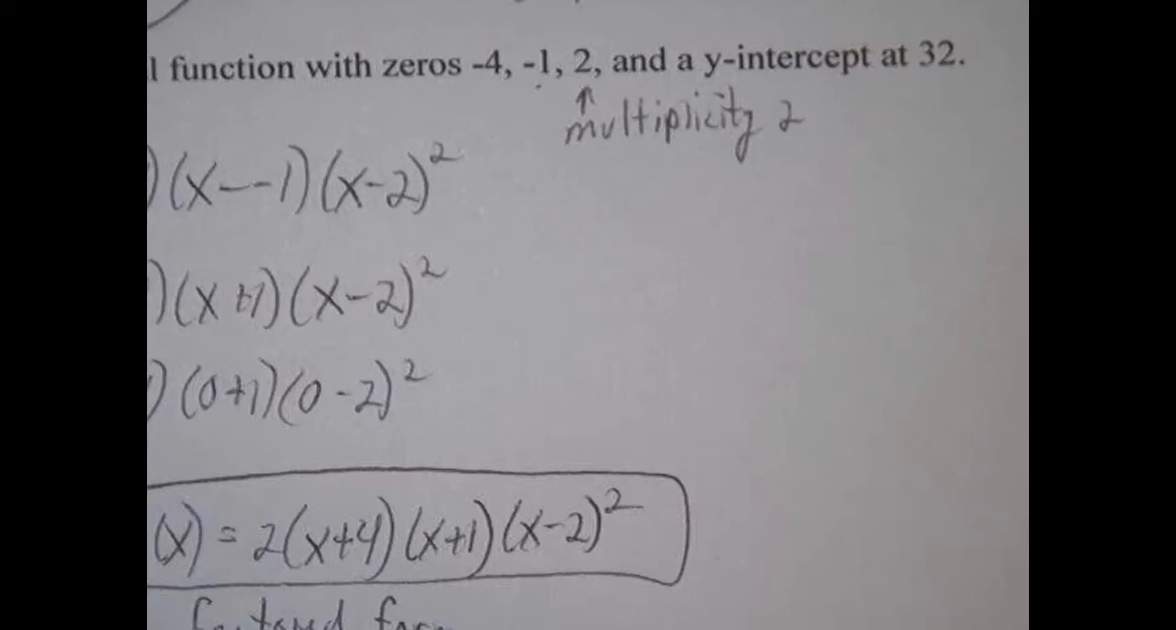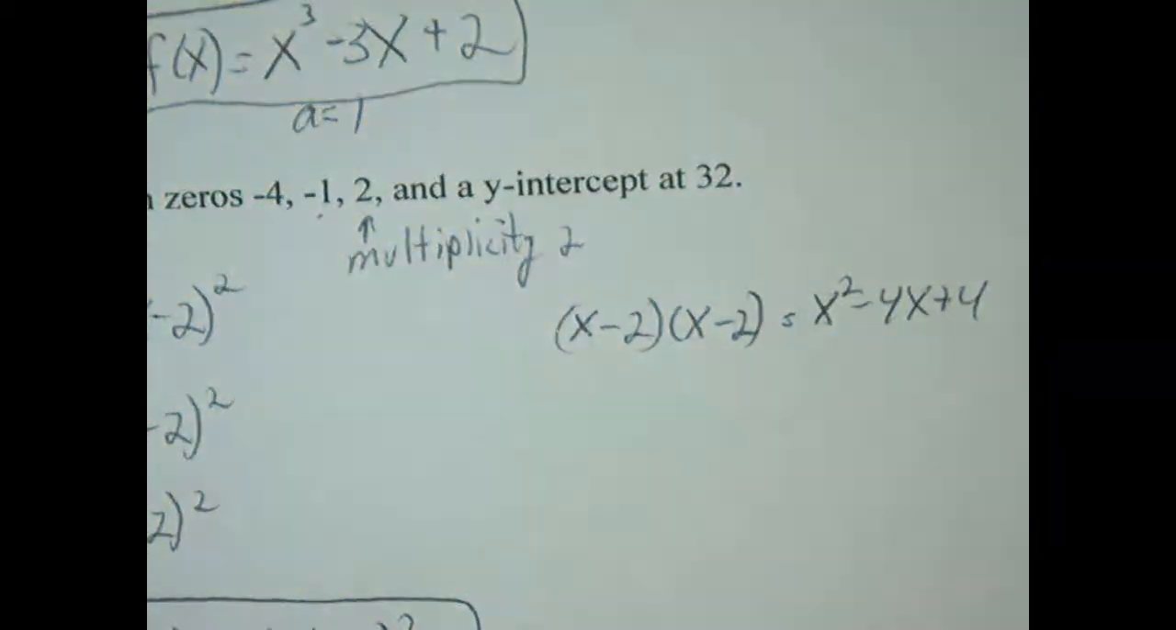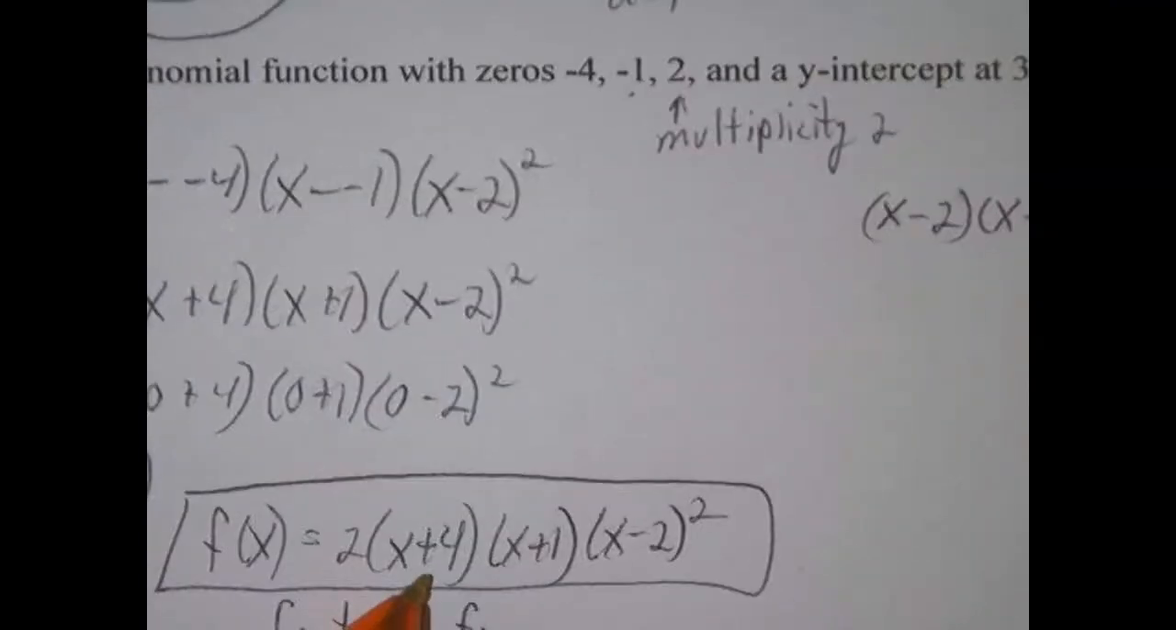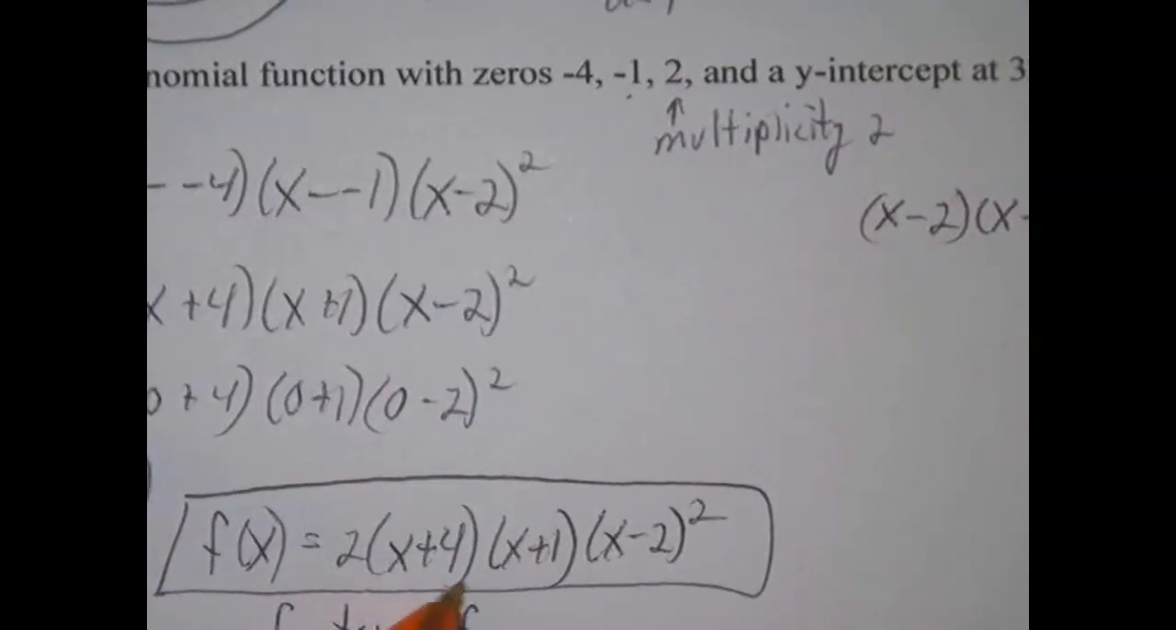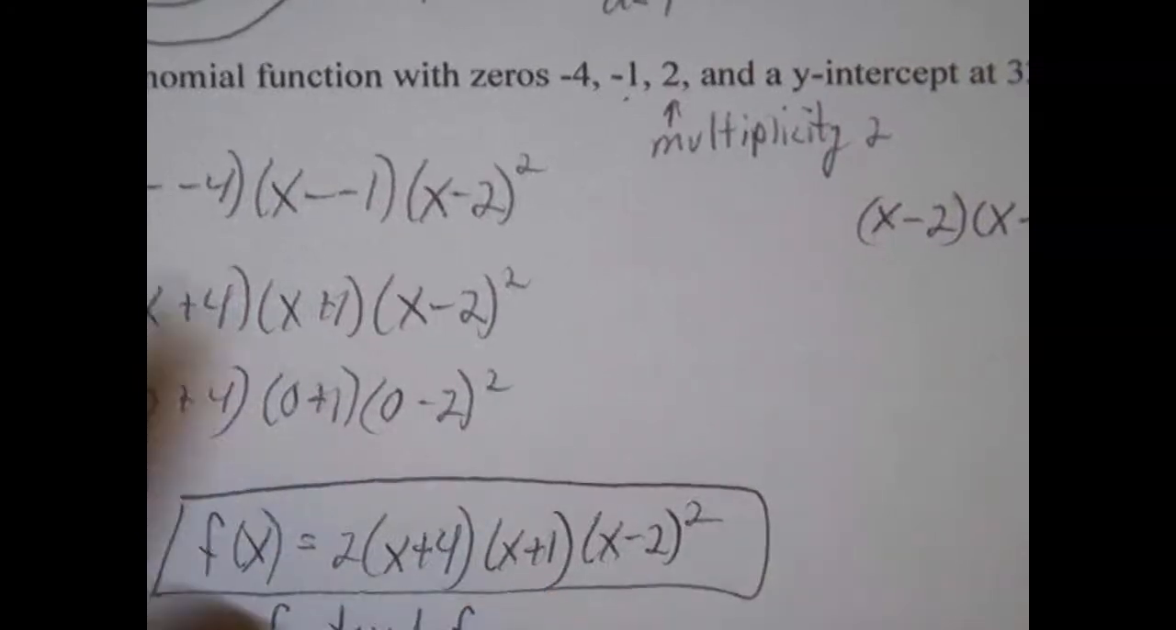So first I'm going to do the x minus 2 squared. So x minus 2 squared looks like that. And that's x squared minus 4x plus 4. Now I want to multiply that by this product. This product is x squared plus 5x, right? 4x plus 1x, so 5x plus 4.